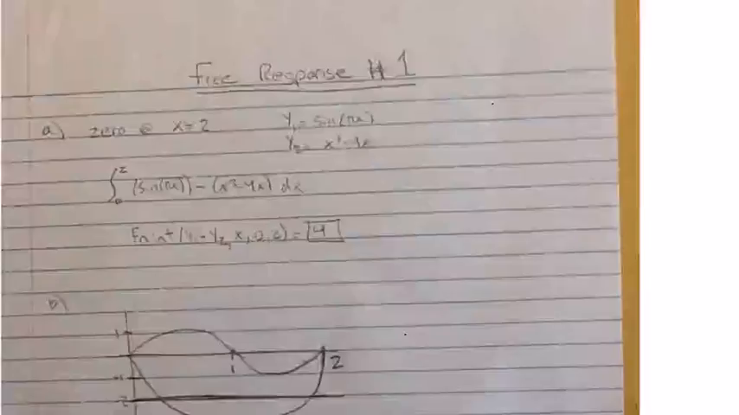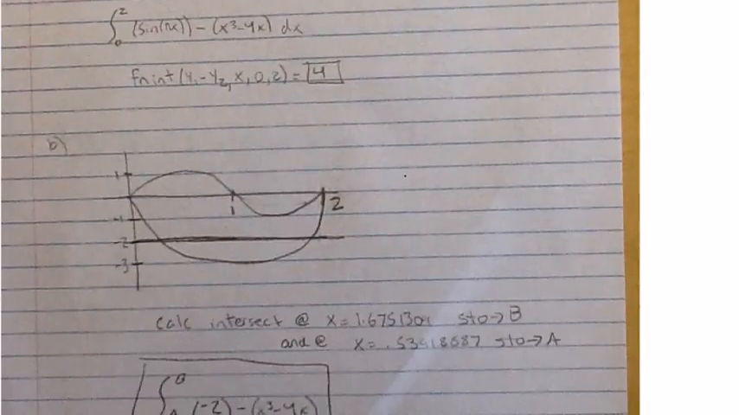Based on that, you go to your calculator, do fnInt, which is math 9, of y1 minus y2. y1 is sine pi x, and y2 is x cubed minus 4x, comma x, comma 0, comma 2, which are your bounds, equals 4. And that is your answer for A. The area of R is 4.